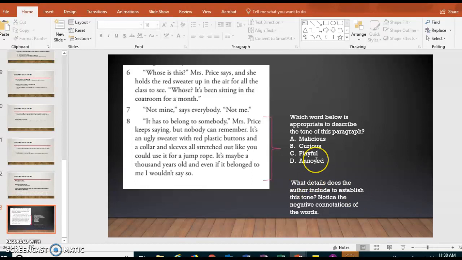Then what details does the author include to establish tone? Notice the negative connotations of the words. So there are some negative connotations: ugly sweater, all stretched out, and maybe 1,000 years old. If it belonged to me, I wouldn't say so, right? So there are a lot of different words that you can look at in there to figure out the tone.